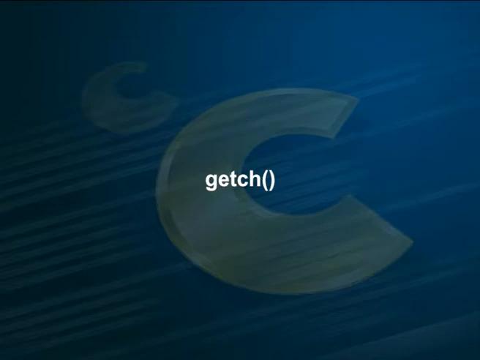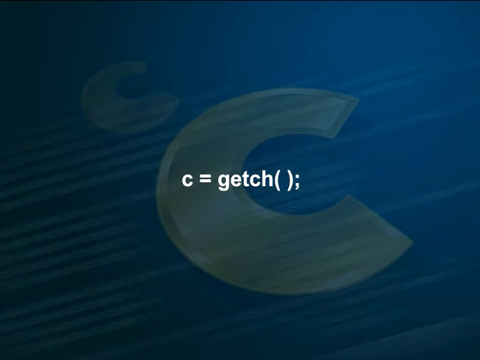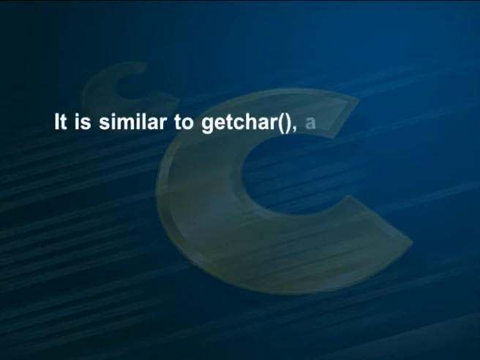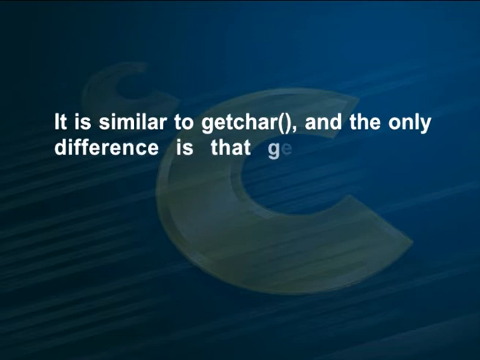getch is another function that is also used to read a single character from the keyboard input. c = getch(). It is similar to getchar, and the only difference is that getchar input goes through an operating system buffer, whereas input through getch goes directly to the machine.